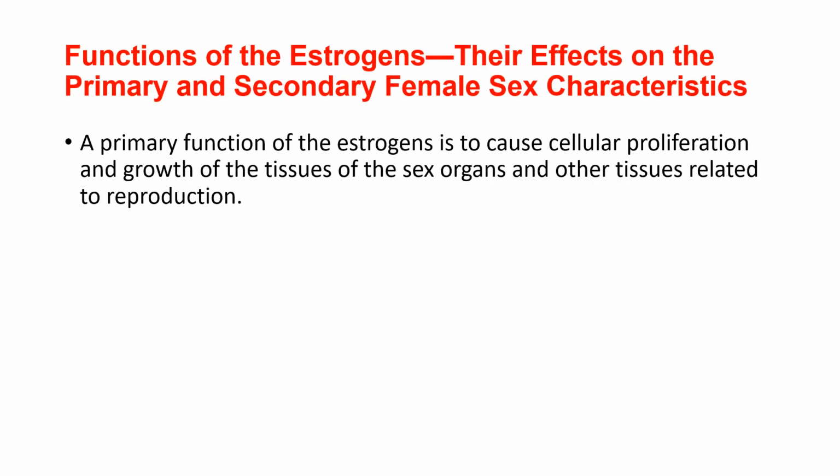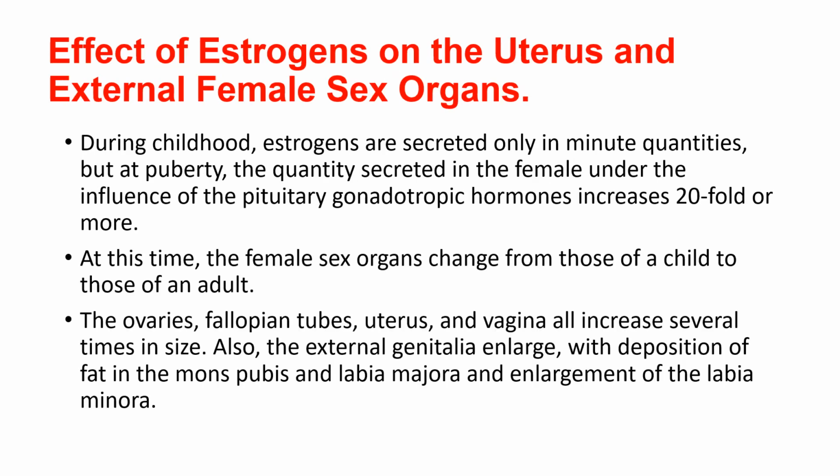Functions of the estrogens, their effects on the primary and secondary female sex characteristics. A primary function of the estrogens is to cause cellular proliferation and growth of the tissues of the sex organs and other tissues related to reproduction. Effect of estrogens on the uterus and external female sex organs.